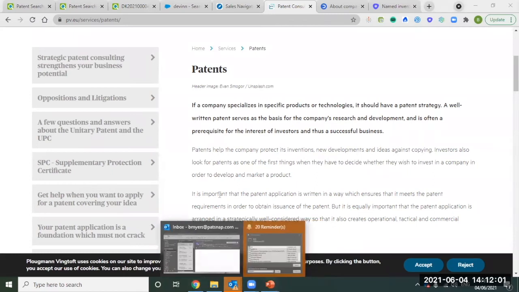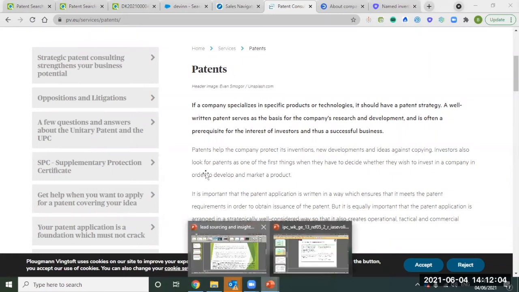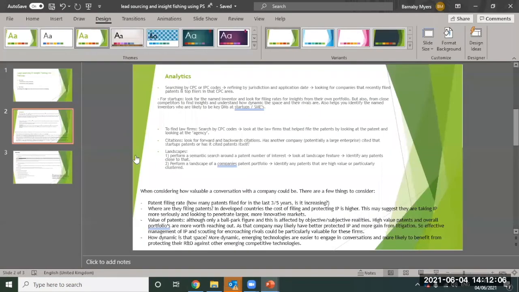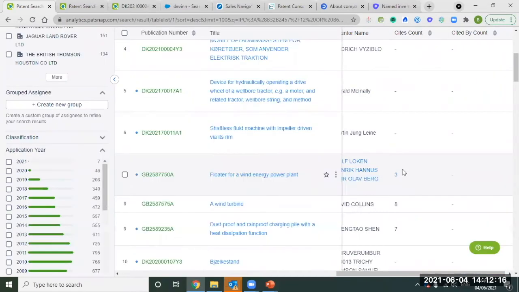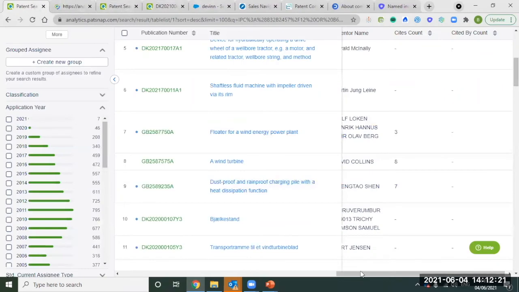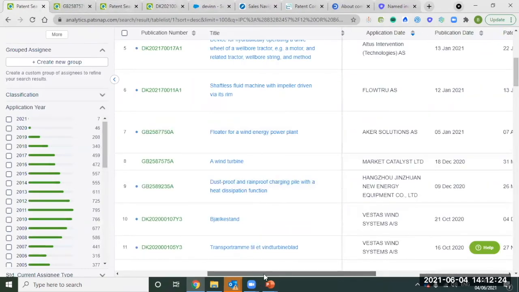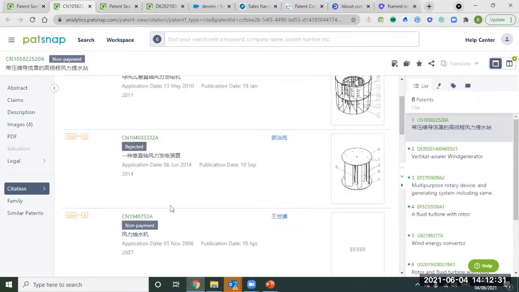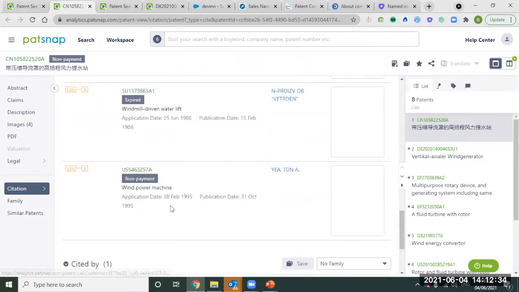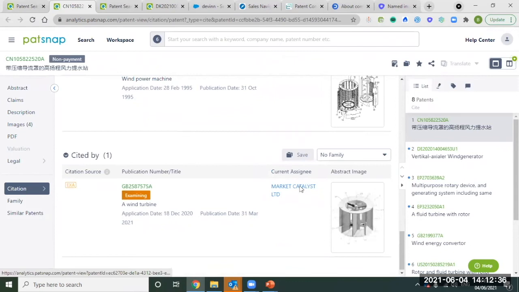Just going to go back onto this. We could also look at citations as well. So, looking at, has that patent cited any other patents? Who are the patents that it's cited? Maybe you can have a look at this company. Or this patent that cited 8 other patents as part of it. So it's cited, there's 10 citations, and it's been cited by one company called Market Catalyst.